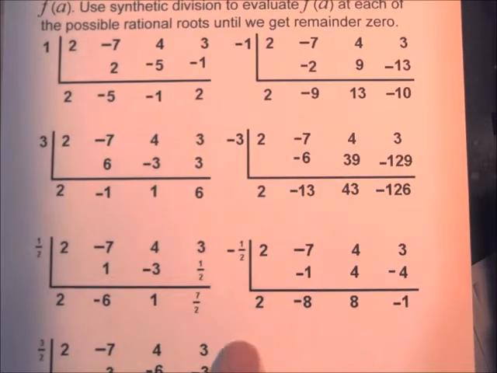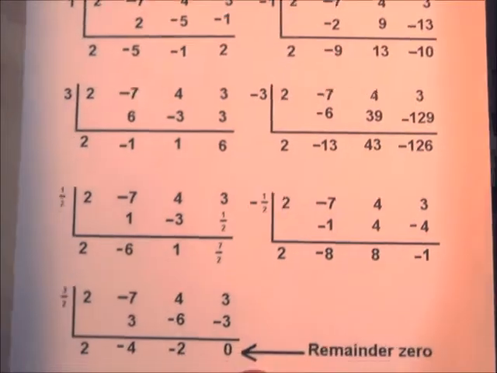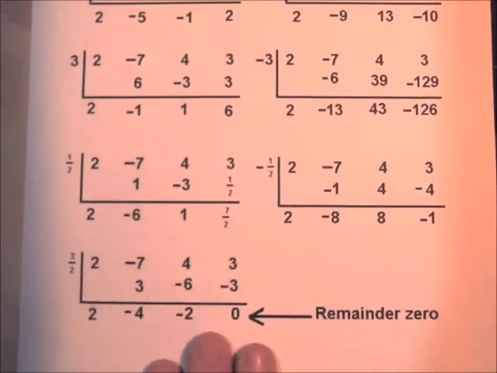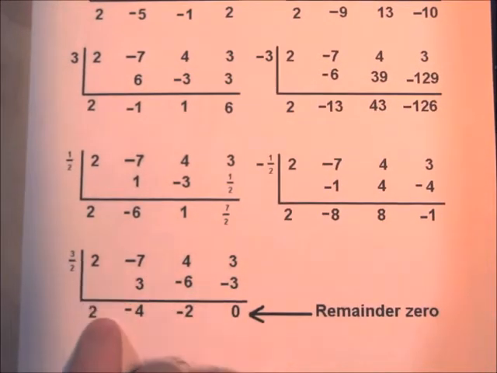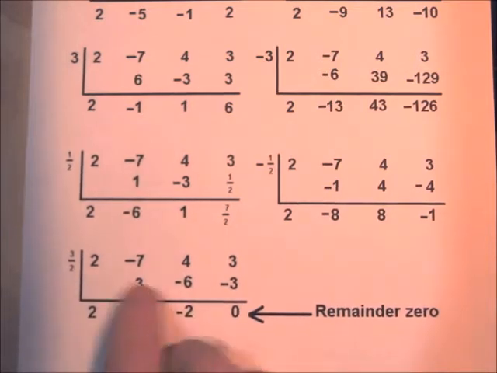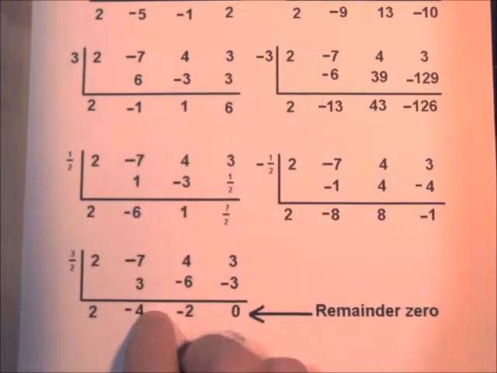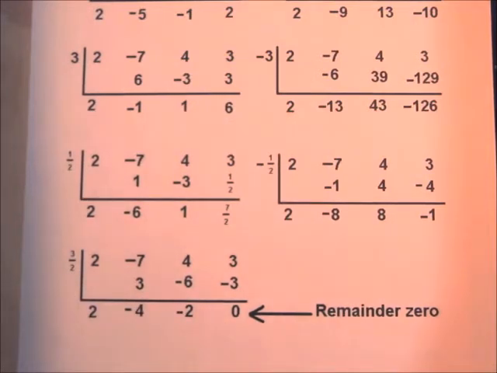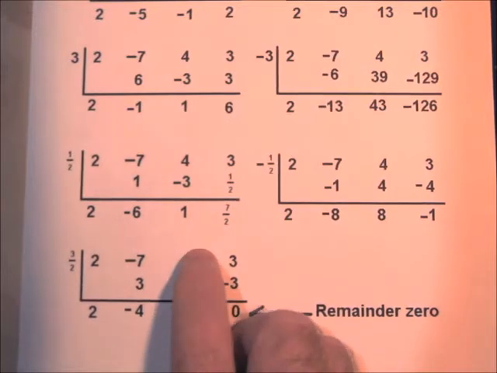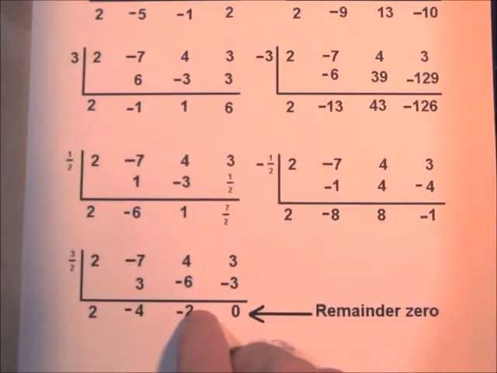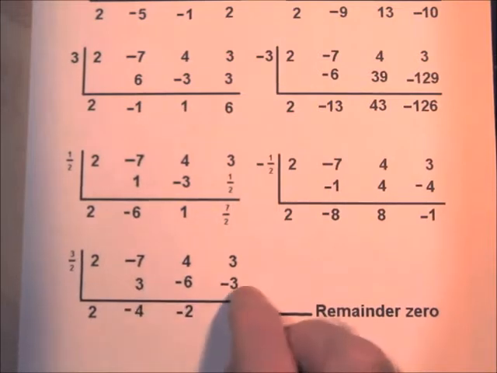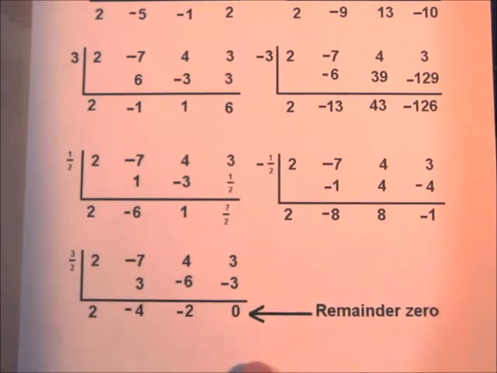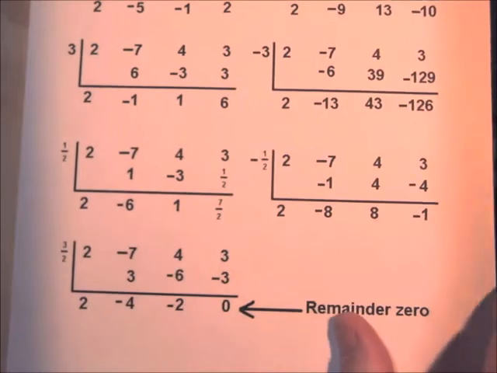I'm not going to go through all of them, but the one that works is 3 halves. Bring down the 2. 2 times 3 halves is 3. The 2's will cancel. Negative 7 plus 3 is negative 4. Negative 4 times 3 halves is negative 12 halves, which reduces to negative 6. 4 plus negative 6 is negative 2. Negative 2 times 3 halves is negative 3. The 2's will cancel. 3 minus 3 is 0. So that's the one that gives a remainder of 0, and so 3 halves is one of our roots.